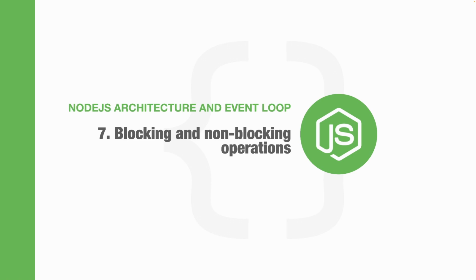A topic that is closely related to I/O and CPU-bound tasks is blocking versus non-blocking operations. The difference between the two in Node.js lies in how they handle input and output tasks. Blocking operations pause the program's execution and wait for the tasks to complete before moving on. In contrast, non-blocking operations allow the program to continue executing other tasks while the operation is still in progress.